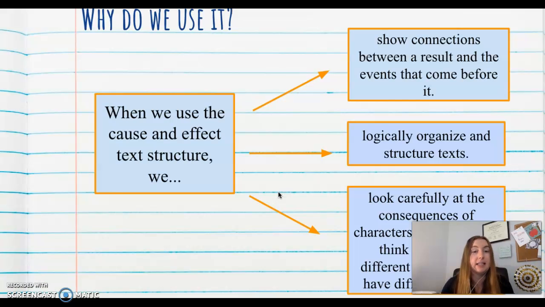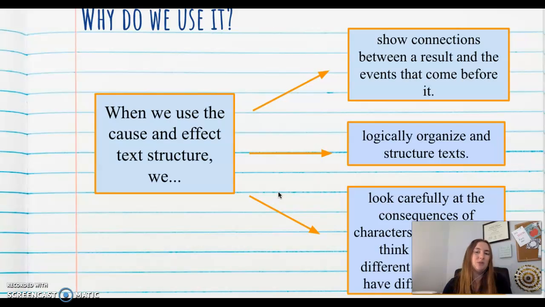All right, lastly, we are going to talk about why we use it. So this is your last box. When we use cause and effect text structure, we show connections between a result and events that come before it. Okay, so you're making that active connection. You're saying, wait, in the story, this happened and then this happened, and that is directly related.